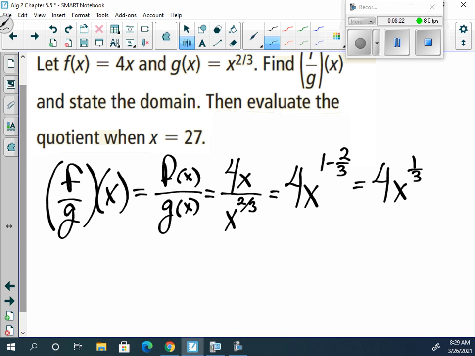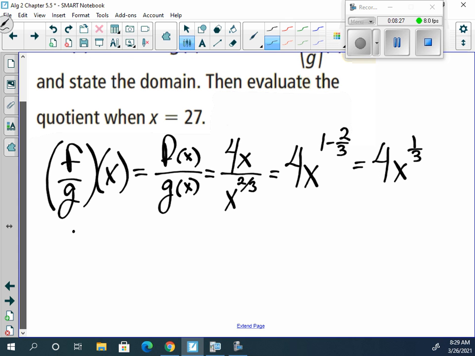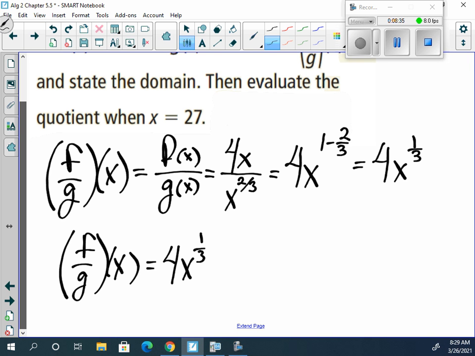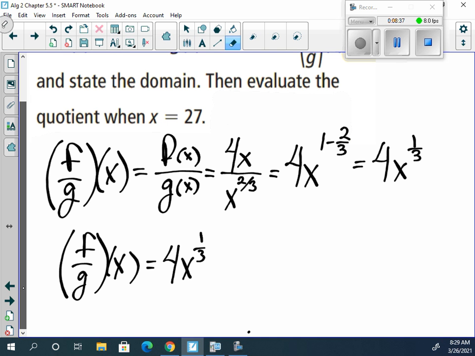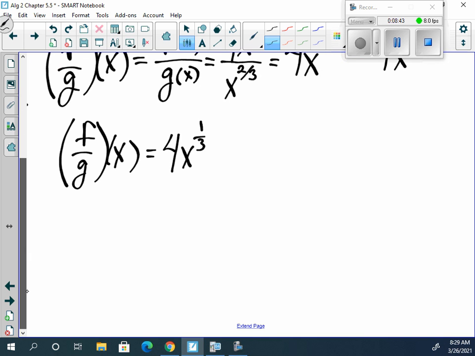Yep, that's what I thought. So our f divided by g of x is equal to 4x to the 1/3. Okay. Any questions on how we got to this point so far? Okay. Now this one here is a little bit different than what we've been dealing with so far.